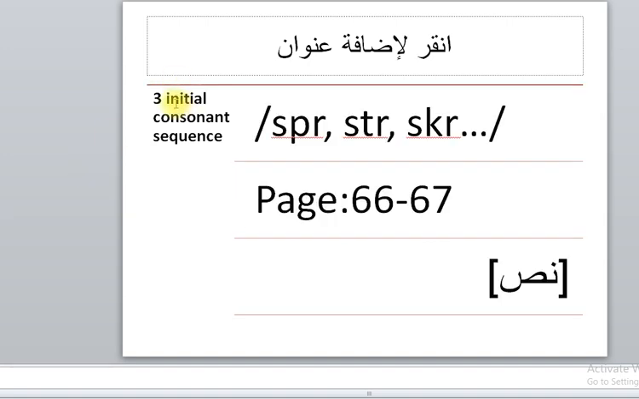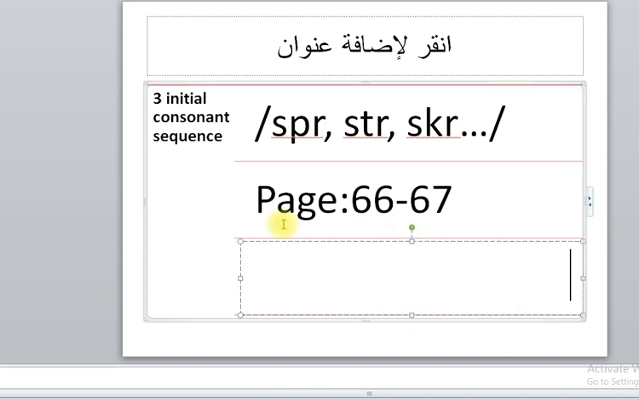We have the case of three initial consonants. Also, we have a number of consonant sequences. I didn't type all of them. They are on page 66 and the examples are on page 67. Okay, you remember these words or these consonant sequences. These are the cases of 3 initial consonant sequences.